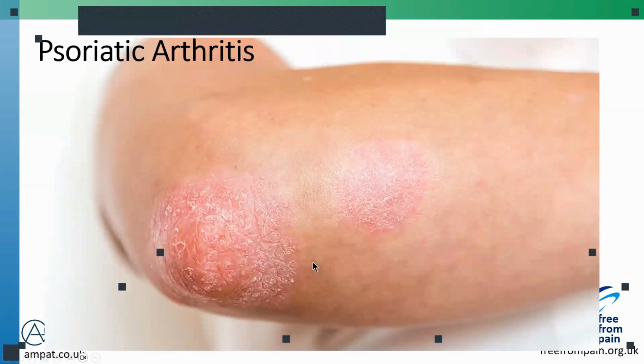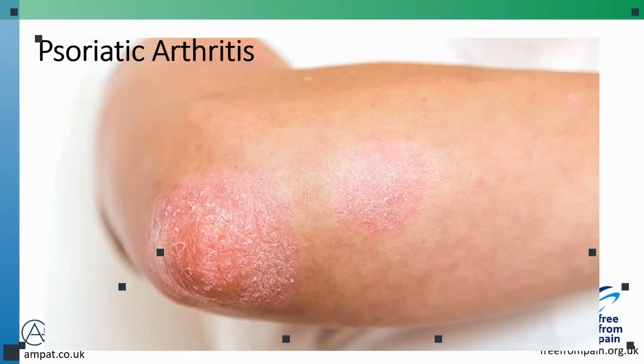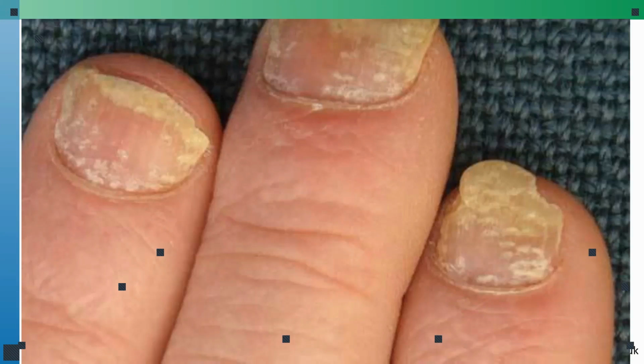This is psoriatic arthritis. You can see the scaly patches on the elbow. So psoriasis is an autoimmune disorder. It affects the skin, but can also affect the joints. So when it affects the joints, it usually affects the nail. You can see the nail bed also is affected.